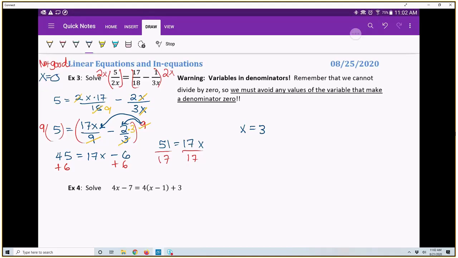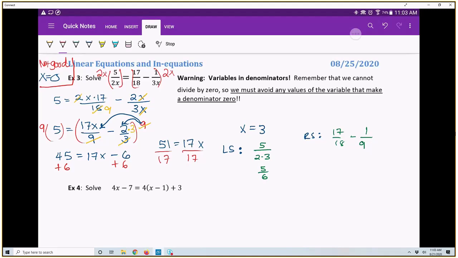Okay, so I need to check, is x equal to 3 a good solution? Well, I didn't find x equals 0, so that's a relief. But I'm still not sure unless I plug it in. So let's look at the left side. Left side, I'm going to have 5 over 2 times 3, which is 5 over 6. On the right side, I have 17 over 18 minus 1 over 3 times 3, which is 9.